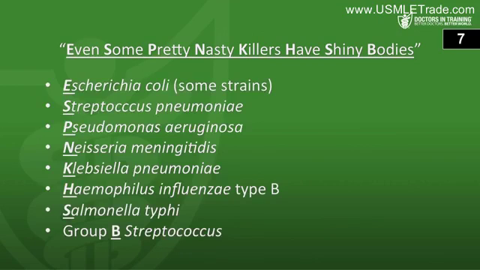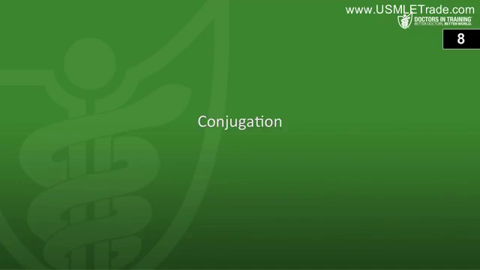So that's some strains of E. coli, Strep pneumoniae, Pseudomonas aeruginosa, Neisseria meningitidis, Klebsiella pneumoniae, Haemophilus influenzae, Salmonella typhi, and Group B strep. And then it's not a bacterium, but another important pathogen to remember that has a capsule is Cryptococcus neoformans, which is a fungus. And last question, by what method are plasmids exchanged between bacteria? This is called conjugation. And remember that this process utilizes a pilus.